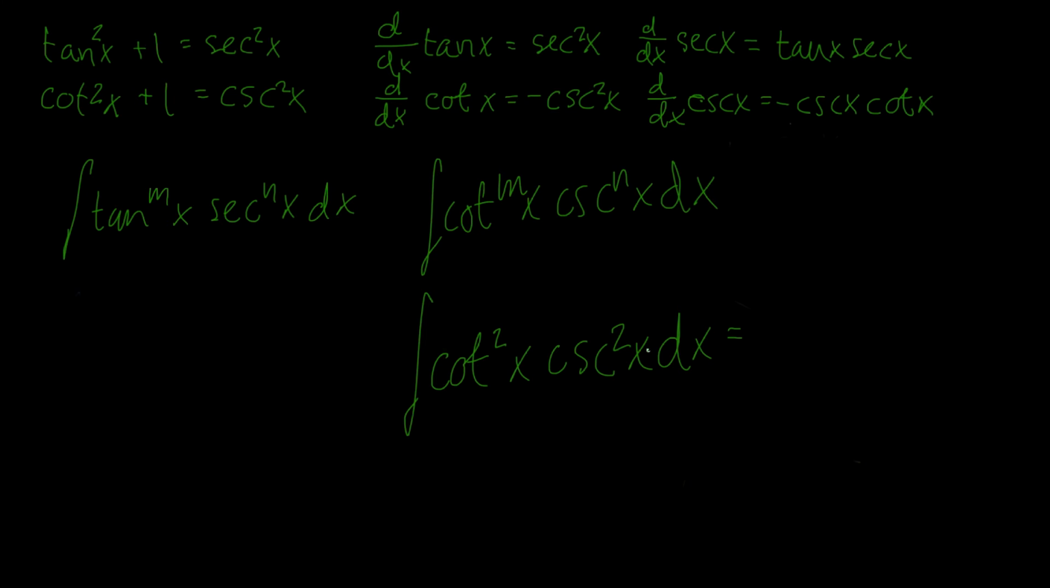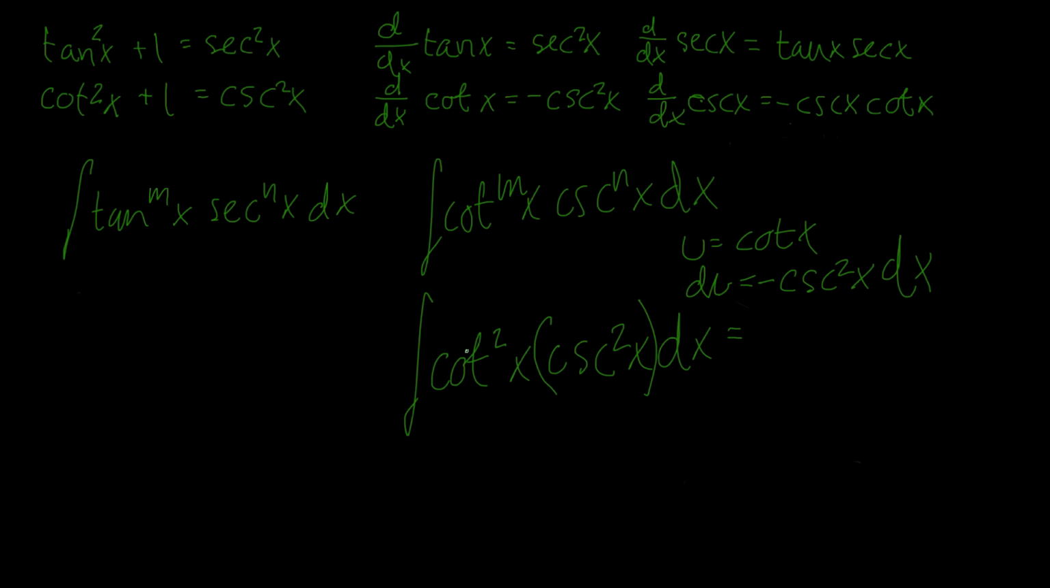So my rule tells me that if I have an n, which is an even power, then what I'm going to do is split off a cosecant squared, which is already isolated, and then rewrite any remaining cosecant functions in terms of cotangent. Now there are no remaining cosecant functions because we've already isolated a cosecant squared. And then I'm going to use a u substitution of cotangent x. Therefore, my du will be equal to negative cosecant squared x dx.